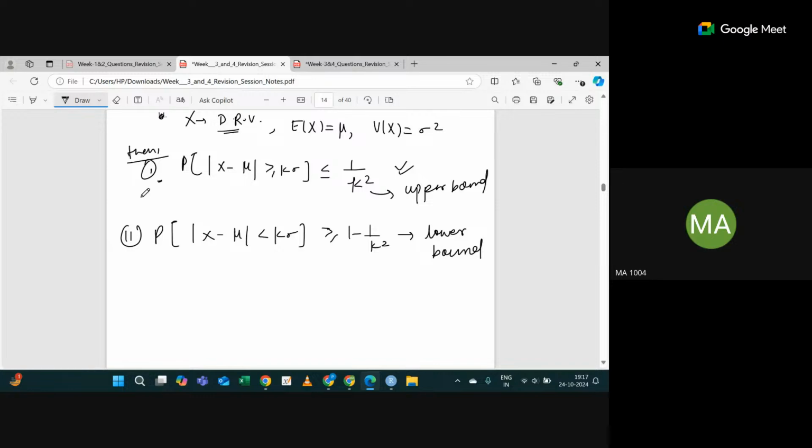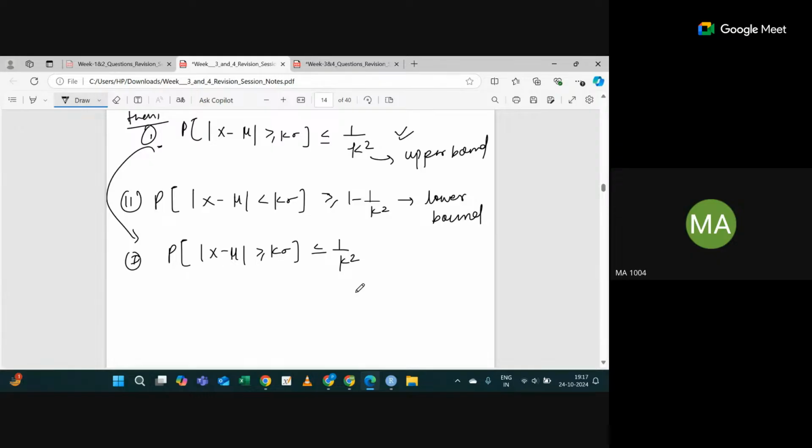So let me tell you in which scenario you can proceed. If you see the first form, probability that modulus of X minus mu greater or equal to K sigma is less or equal to 1 by K square. In which scenario can you calculate? Sometimes in the question it is clearly mentioned whether you have to calculate the upper bound or lower bound. But anyway, if this is the case, can I write this part as X minus mu greater or equal to K sigma or X minus mu less or equal to minus K sigma? Would you agree with me?